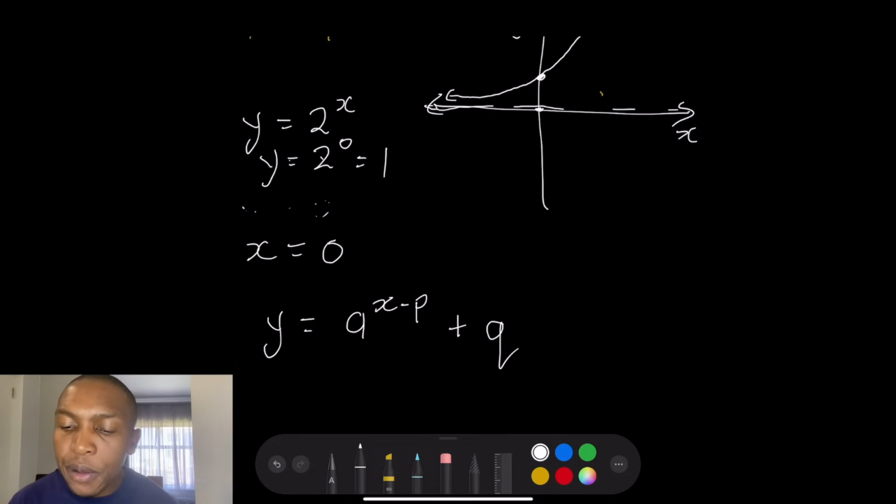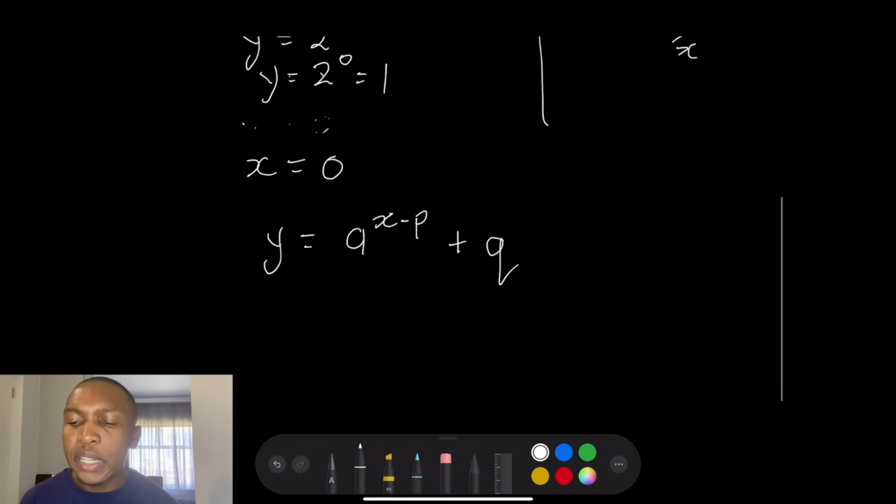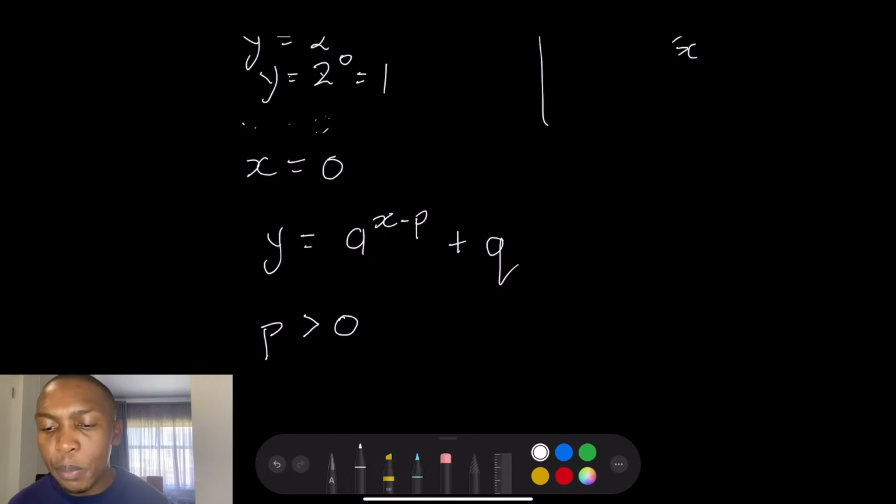It would be the same graph that we had, the one that we drew there. But what is the difference? It means that we are shifting. Now, please, I want you to note this. When the value of p is greater than 0, it means that we are shifting. Note, it's x minus p. So when p is greater than 0, it means that we are shifting our graph to the right.